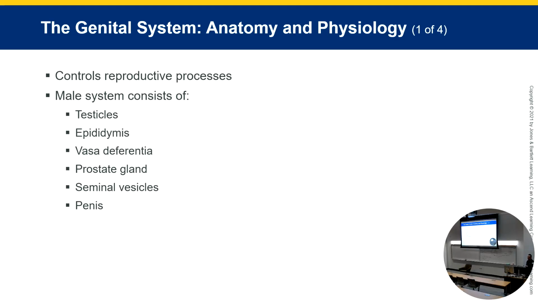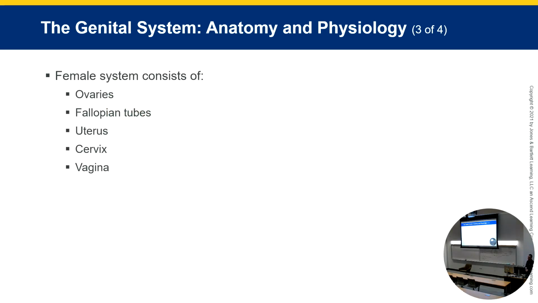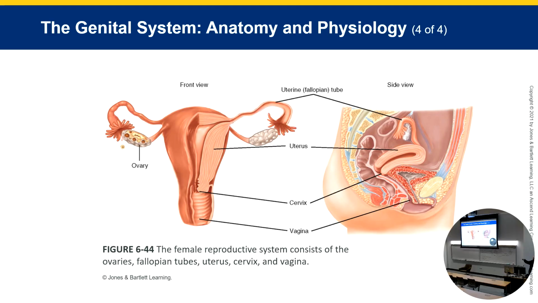Good. Genital system, again, whole chapter on this as well. Controls reproductive processes. The male system: testicles, epididymis, vasa deferentia, prostate gland, seminal vesicles, the penis. Boom, perfect. There it is. I'm sorry, we'll go really, really quick. Female system: ovaries, fallopian tubes, uterus, cervix, and vagina. You guys are going to learn how to deliver babies. So that's going to be fun. So you're going to learn all about this.